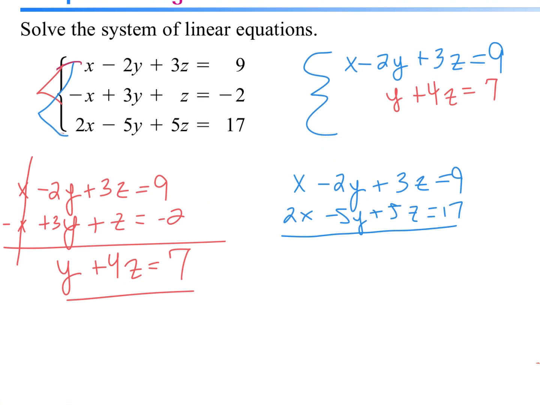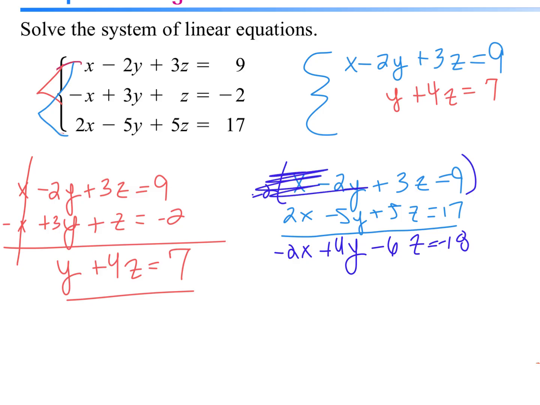Perfect. We remember this. Yay. So I'm going to multiply the top equation by negative 2. When I multiply by negative 2, I have to multiply everything by negative 2. So this becomes negative 2x plus 4y, right? Minus 6z equals negative 18. You guys agree with me? Okay, so this first one's not there anymore.